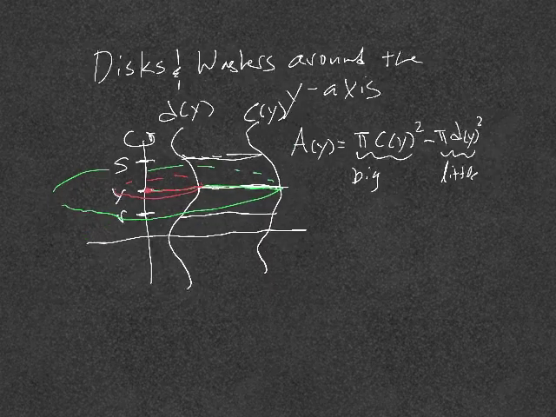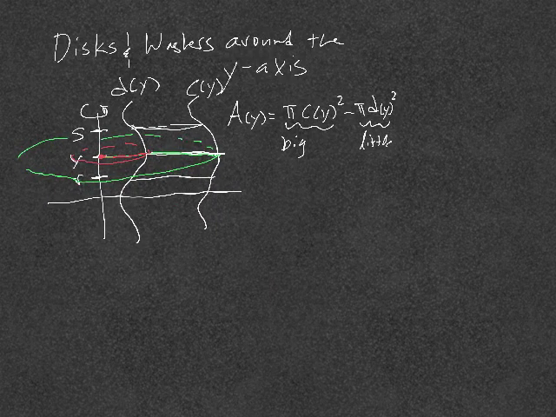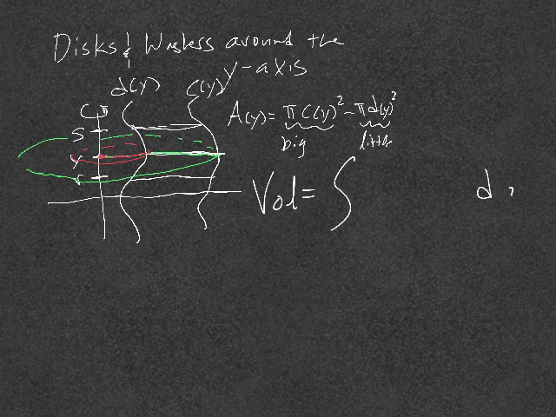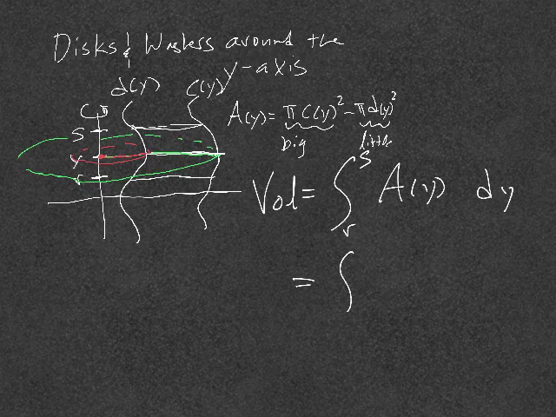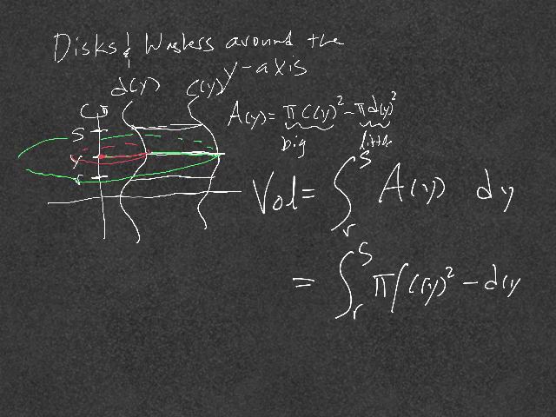Let's give ourselves some more space. What's our volume calculation going to be here? Well, now we're going to be integrating in terms of y, and we're going to be going from r to s of, again, we're integrating this area function, A of y. And so that's going to be the integral from r to s of pi, factor that out, times c of y squared minus d of y squared dy.